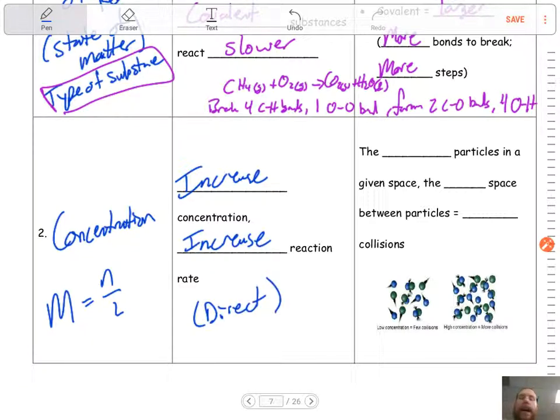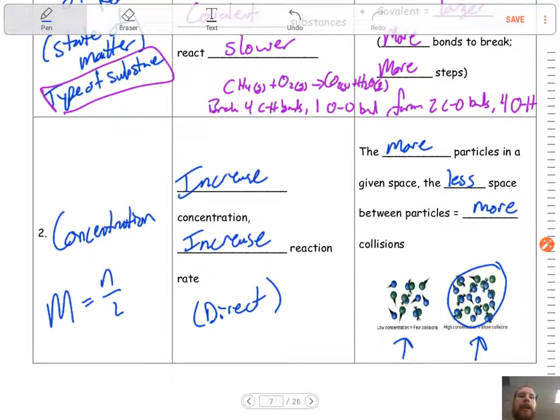Okay? Why would this be the case? Take a look at these pictures. Lower concentration here, higher concentration on the right. Well, look how many particles you have here. You have a lot less, so there's a lot less interactions. But the more particles you have over here, the more interactions. And they're going to bounce into each other. The more bonds are going to be broken because they're hitting each other. All right, so the more particles in a given space, then the less space between the particles equals more collisions.